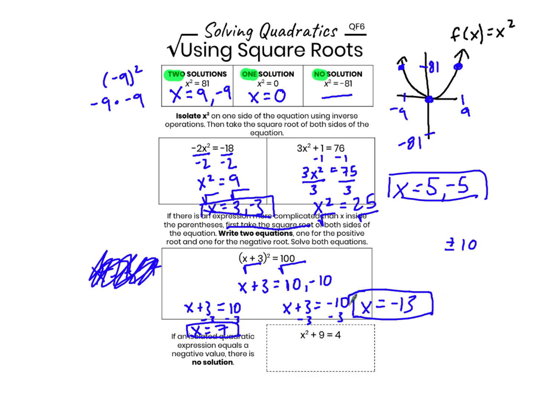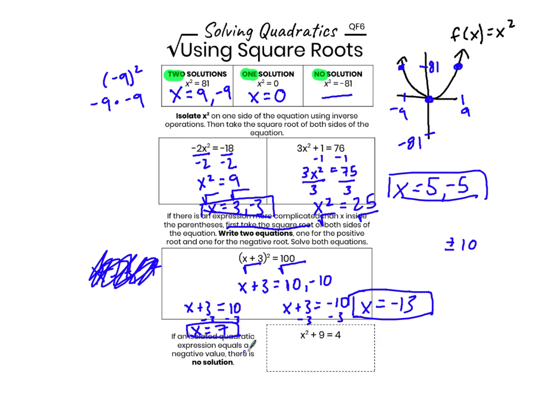When I solve this second equation, subtracting 3 from both sides, I get x equals negative 13, not negative 7. This makes sense when I check my answer. Negative 13 plus 3 equals negative 10, and negative 10 times negative 10 is 100. So these are my two solutions, x equals 7 and x equals negative 13. Just remember that when we have an expression inside parentheses, first I square root, I have two different solutions, and I need to write two different equations and then solve them.